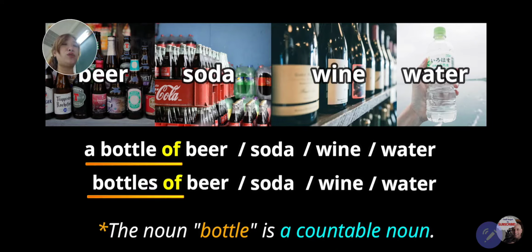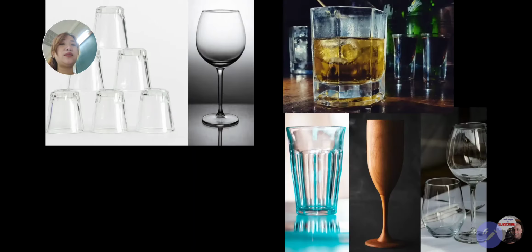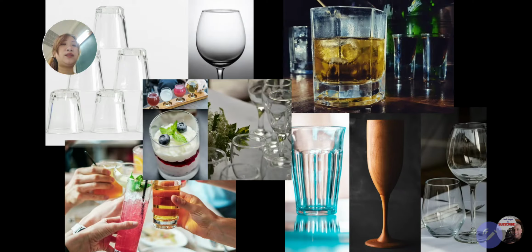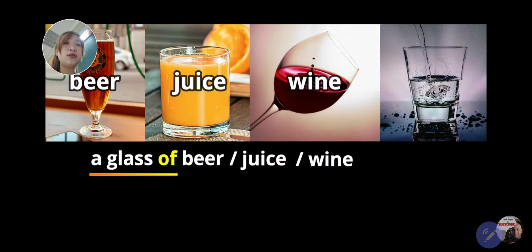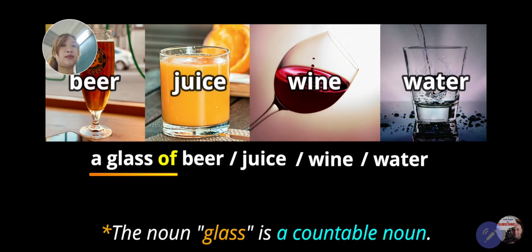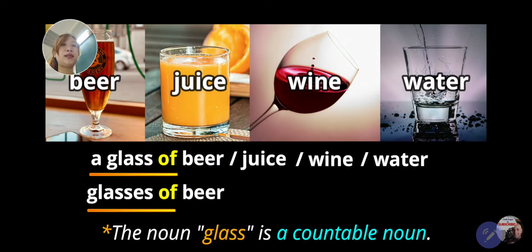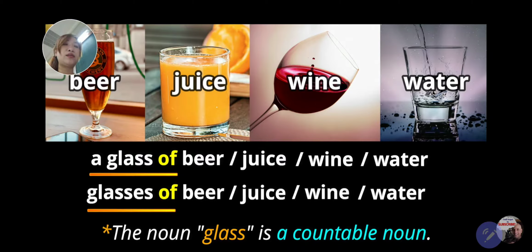And another common container is a glass. And we use it a lot for liquids. We say a glass of beer, a glass of juice, a glass of wine, a glass of water, which is very common. All right, or we can count the glasses. Glasses of beer, glasses of juice, glasses of wine, or glasses of water.